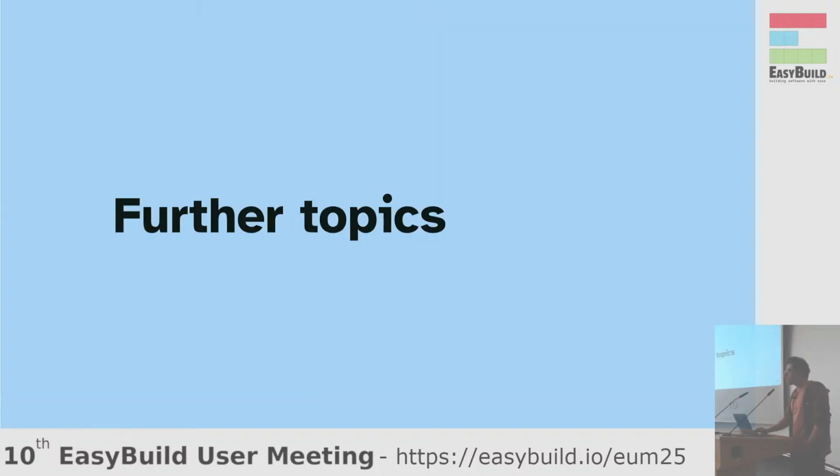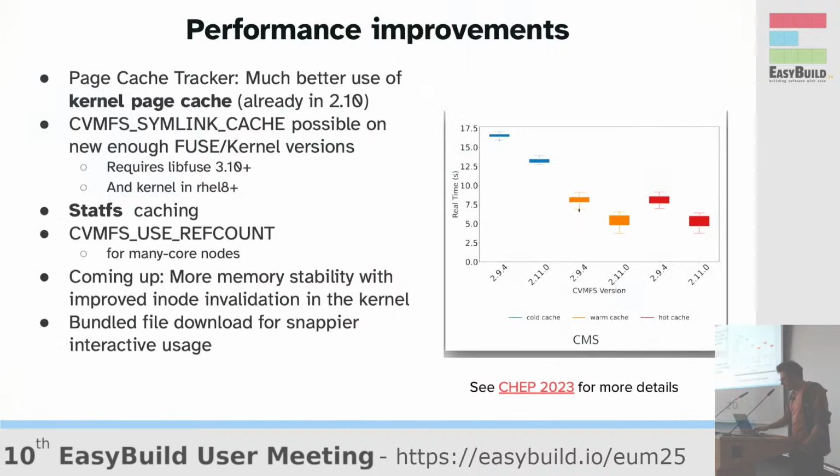All right, I'm going to touch briefly upon a few further topics that are not directly related to HPC, but show a bit what else is going on in CVM-FS. We always try to work on performance improvements, and here are a few technical topics. A lot of the performance in CVM-FS hinges on caching. So we've done some work to make better use of the page cache tracker in the kernel, and also the symlink cache that's available on newer kernels. And you can see that with all of this, throughout the CVM-FS versions, you can get the access times quite a bit down. So these are very nice results.